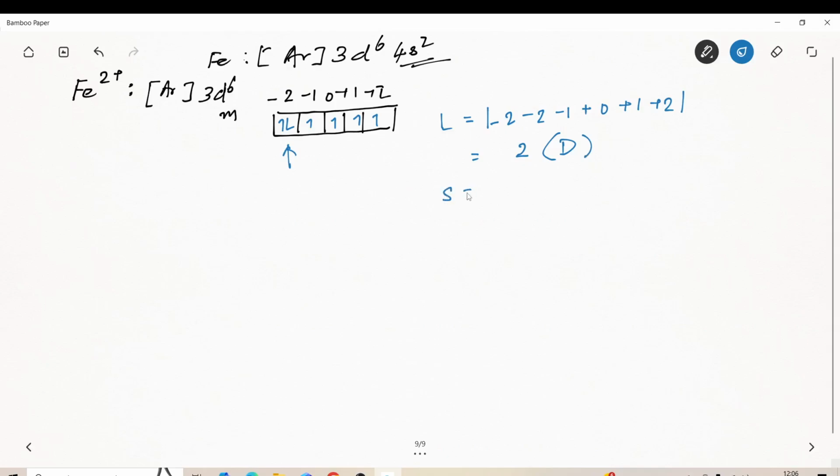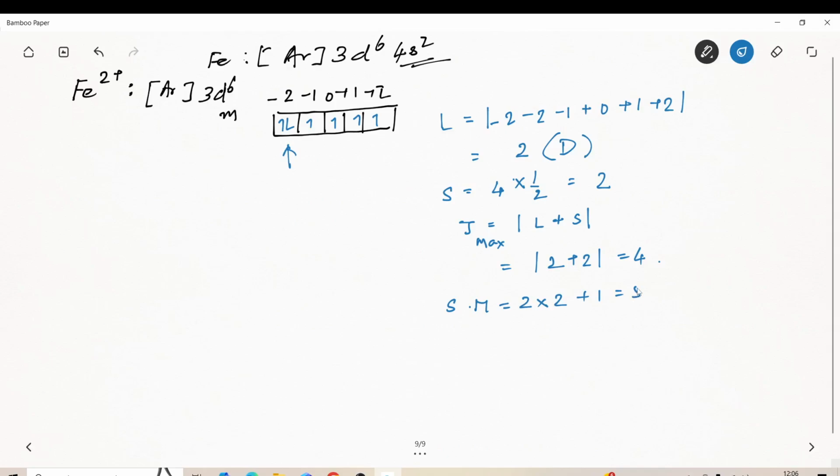Now what is the value of capital S? There are 4 unpaired electrons, so 4 into half. So capital S is 2. So what is the value of capital J? Now this is more than half filled. So J should correspond to J max. So this is L plus S. So what is L plus S? See, the value of L is 2, the value of S is 2. So this is 4. Now what is the spin multiplicity? This is 2 into 2, twice S plus 1.